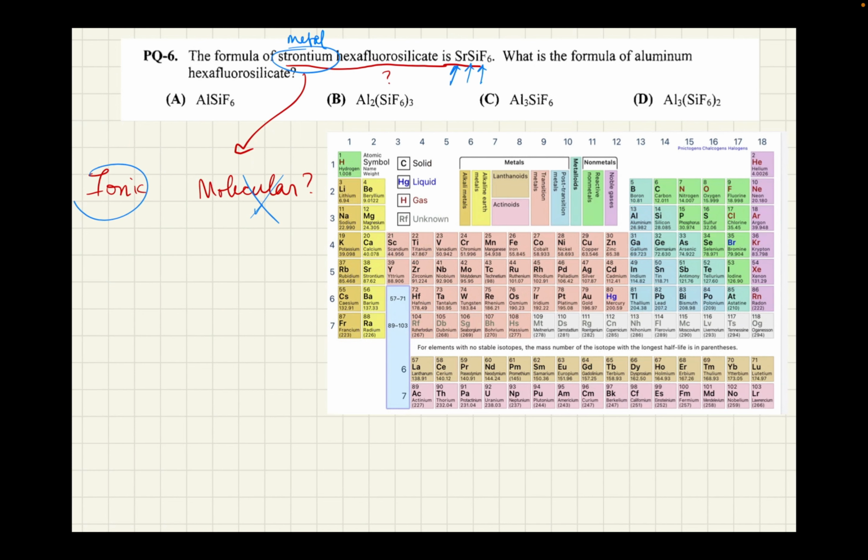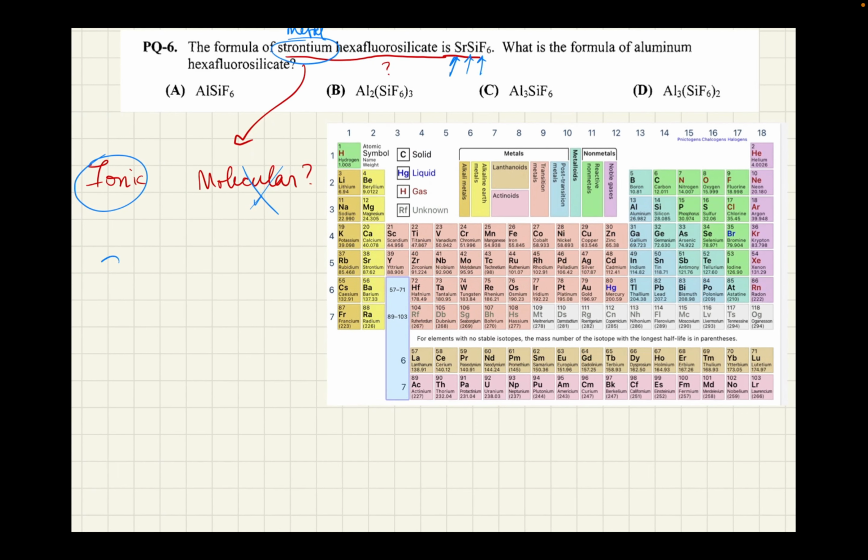So this is ionic. What that means is we have a strontium ion. What's the charge of a strontium ion? Well, we have a periodic table to figure that out. You see strontium in this second column, which means it has 2 valence electrons. That means it has a +2 charge. And then we have hexafluorosilicate. We're going to treat that as a group. It's a polyatomic ion, but it's a single ion.